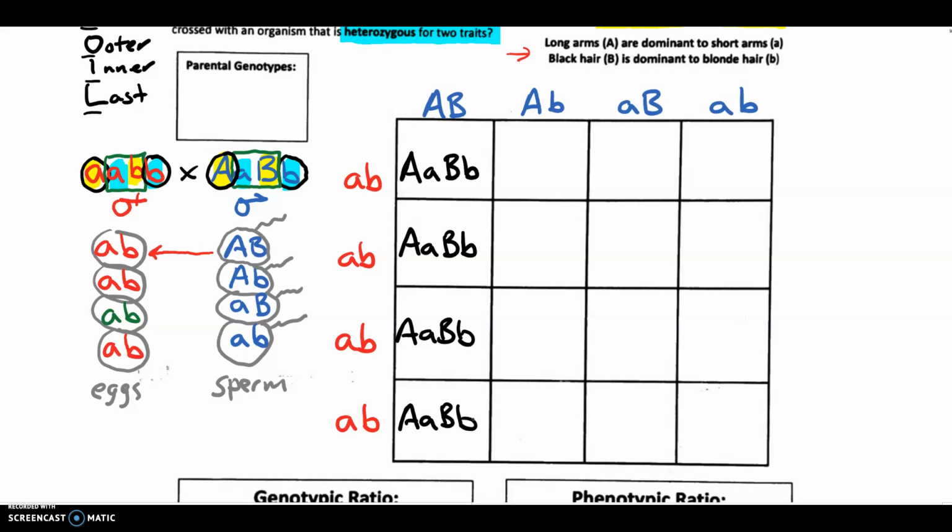Okay, so then we come over, we do the next one. We want to find out the combination of this sex cell with this sex cell. And what do we get? Big A, little b, little b. And they are the same all the way down.